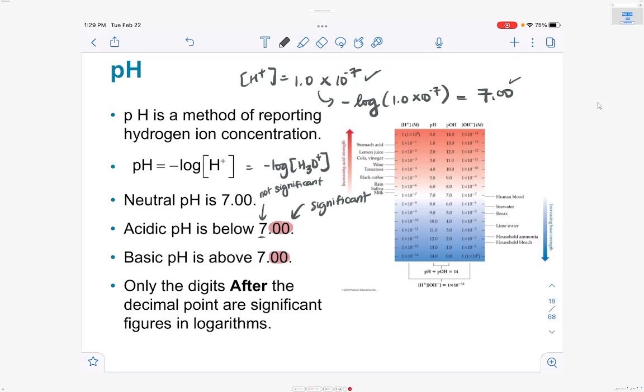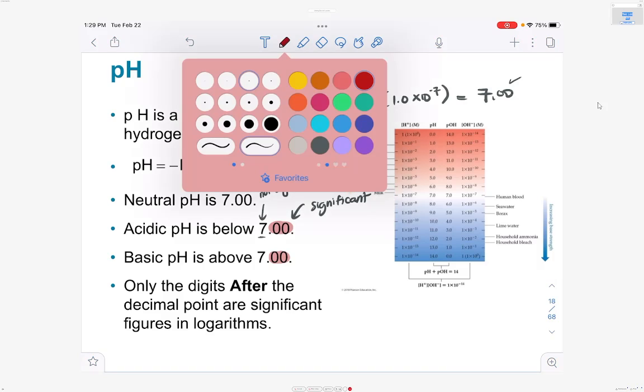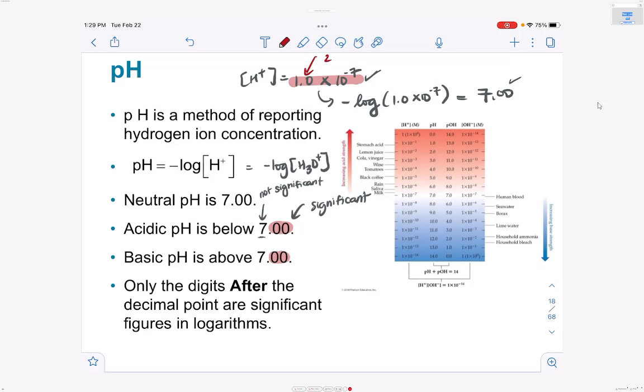Let's say you're taking a negative log of 1.0 times 10 to the negative 7. How many sig figs does this have? This has 2 significant figures. Since the original value has 2 significant figures, your answer should contain 2 significant figures too. But since only the numbers in the decimal portion are significant, you need 2 significant figures in the decimal portion. So we write 7.00. The 00 gives 2 significant figures.